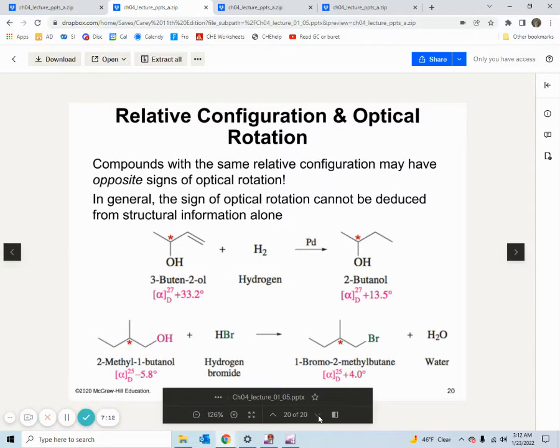or we see the 2-methyl-1-butanol with its chiral center reacted with hydrogen bromide. Notice that alpha in one case is minus 5.8, but the product, 1-bromo-2-methylbutane, is plus 4.0, along with water. So there's a reversal there.